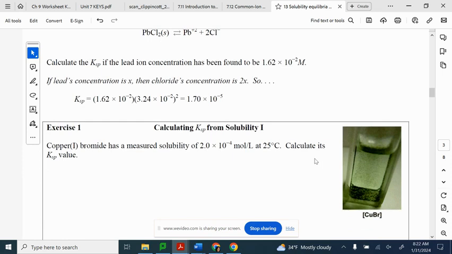So they found lead to have this concentration. They want you to calculate the KSP if your lead has this concentration. If the lead has that concentration, which would be X, then your chlorine would be 2 times that value. Is that making sense? Then you're going to take that value, and because of the coefficient, you're going to square it and then throw all of that in your calculator, and that's going to give you the KSP.